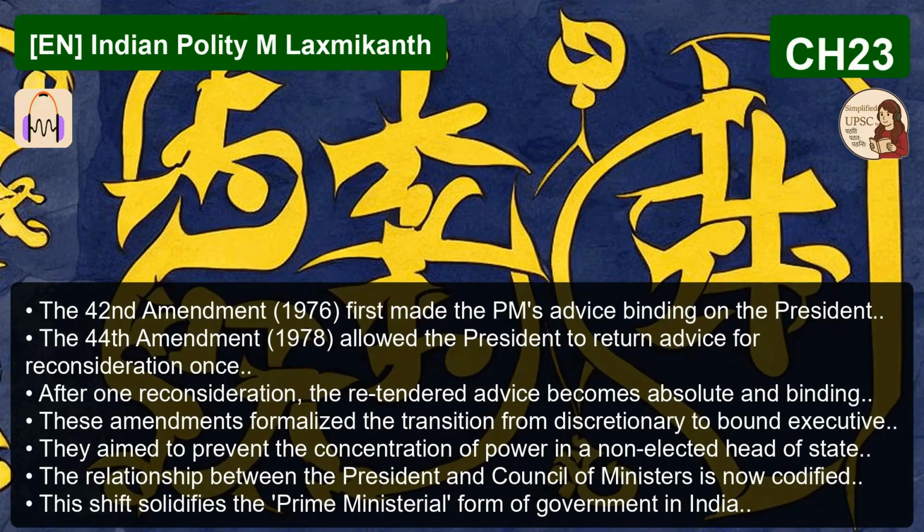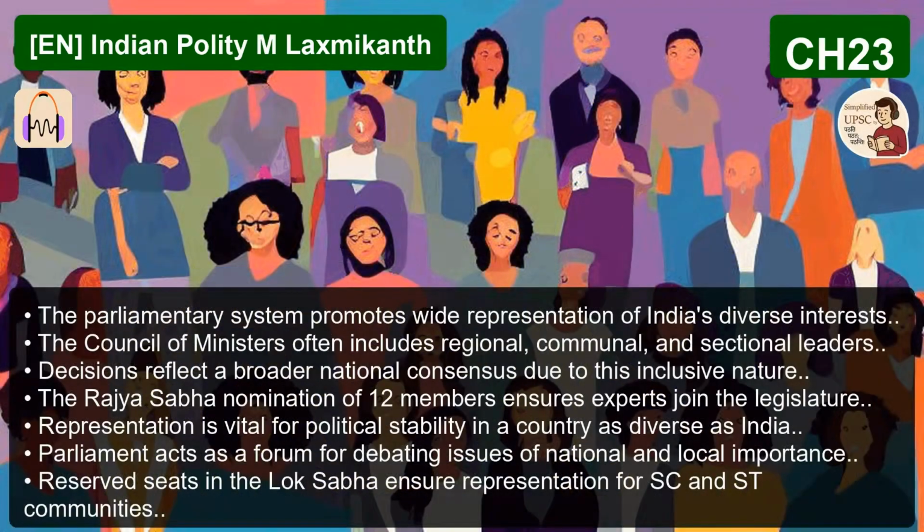Okay, aid and advise. That sounds a bit soft. Well, it used to be. But crucially, as amended over time, the advice tendered by this council is now binding on the president. The 42nd and 44th constitutional amendments really cemented this relationship. So the president can't just veto the will of the elected government. Not really. They can perhaps ask for a reconsideration once, but ultimately they are bound by that advice. But if Article 74 makes the advice functionally binding, isn't the nominal role of the president almost entirely symbolic?